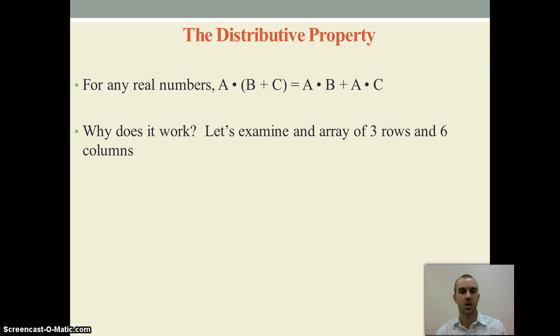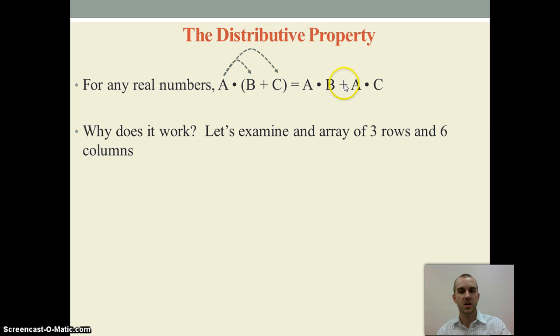Now with the distributive property, there's the combination of addition and multiplication, which is why we have to pay very close attention to our order of operations. What it states is if I have A times a quantity, B plus C, if I distribute that A, I can distribute that A to both terms. So it'd be A times B plus A times C. And these will give us the exact same answers.